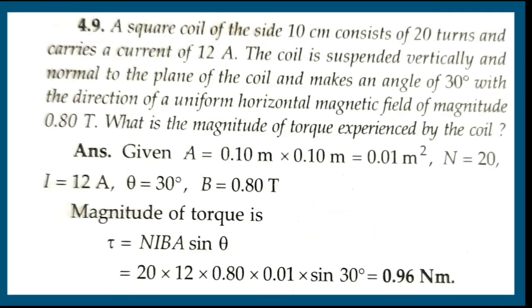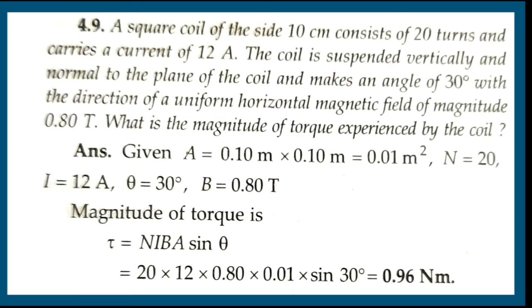Now coming to the question from exercises 4-9. A square coil of the size 10 cm consists of 20 turns and carries a current of 12 ampere. The coil is suspended vertically and the normal to the plane makes an angle 30 degree with the direction of a uniform horizontal magnetic field of magnitude 0.8 Tesla. What is the magnitude of torque experienced by the coil?